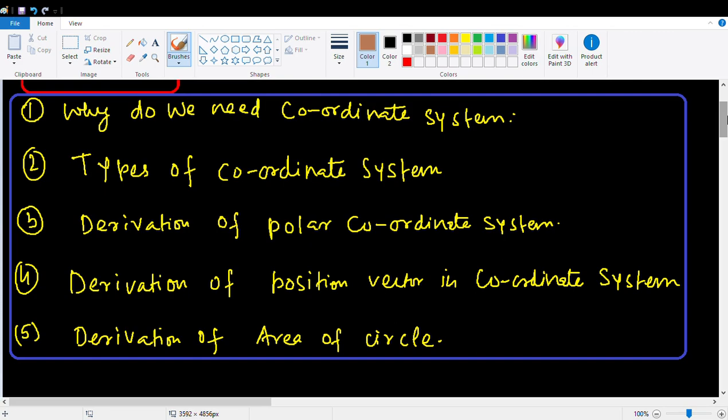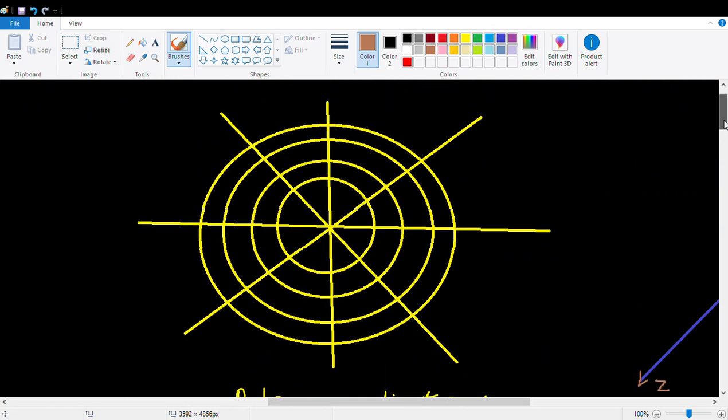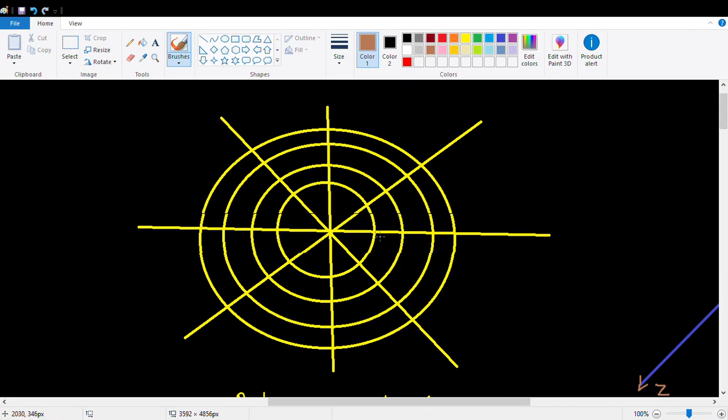So I'm going to show you how this polar coordinate system works. Now you can see that this is the polar coordinate system. You have three circles right here, 1, 2, 3. Now if you want to move from one circle to another, your distance increases. In a circle there are two kinds of quantities: one is called r and one is called theta.